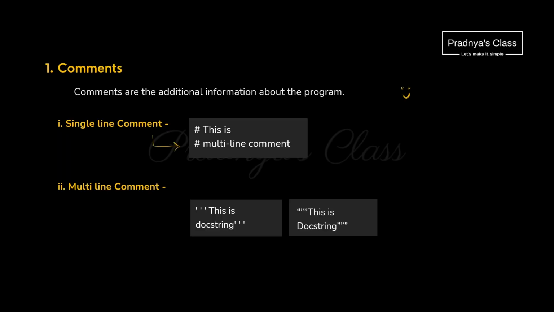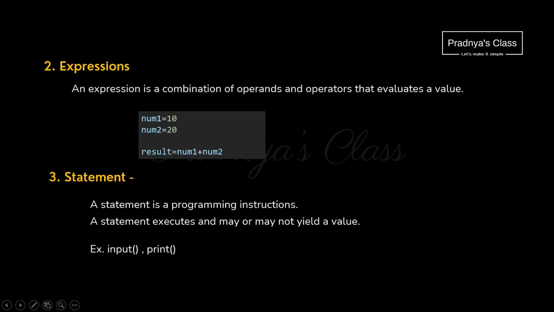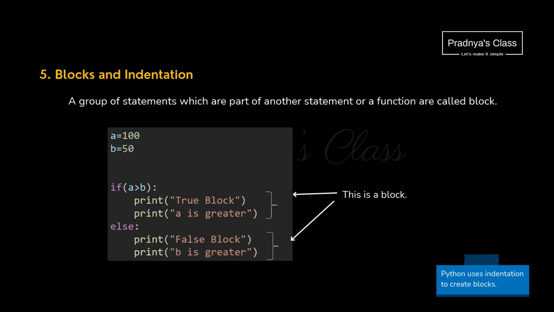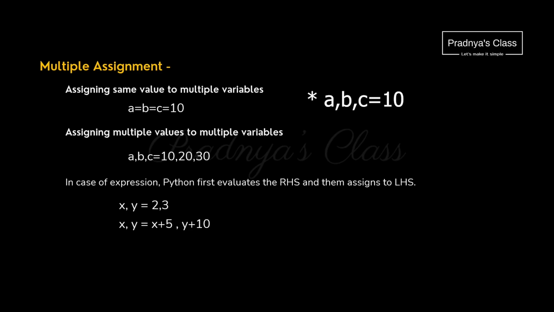There are two types of comments, single line and multi-line comments. Multi-line comments are used in user-defined function. For that we use triple single quotes or triple double quotes. Here is the definition of expression and statement. And what is function? It is a block of code which will perform some specific task. You can describe block and indentation with a simple example. Alright, proceeding to the next topic, that is multiple assignment.